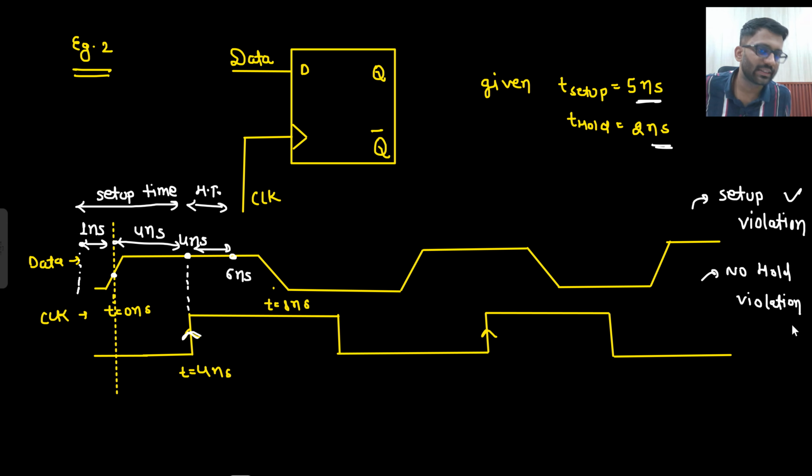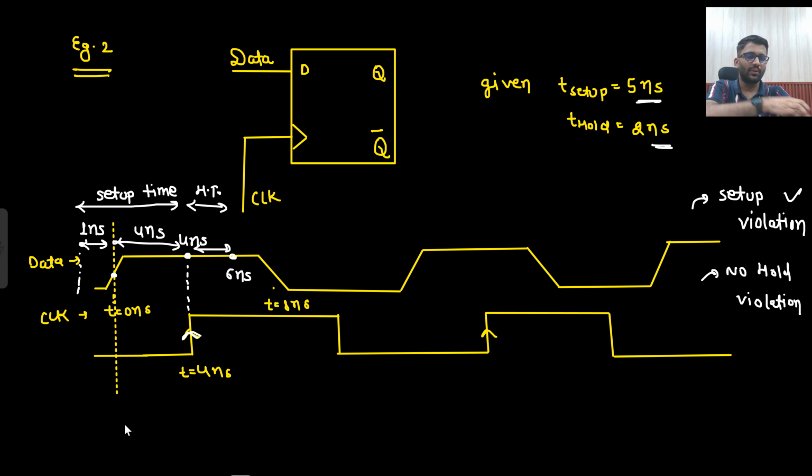If setup violation or hold violation is there, then your output will be undefined. It will go into metastable state. So let's not take these names. Just you need to know that if violation is there, your output will be undefined. So you cannot draw the output here. You cannot tell whether 1 will be sampled or 0 will be sampled.